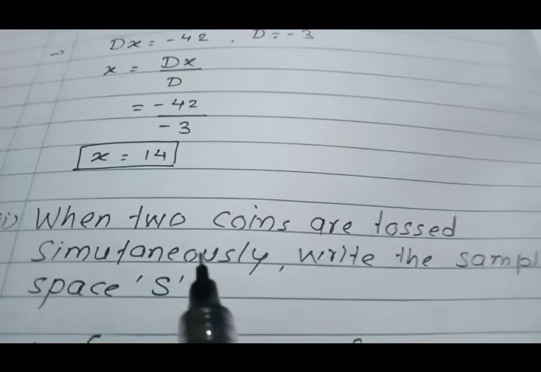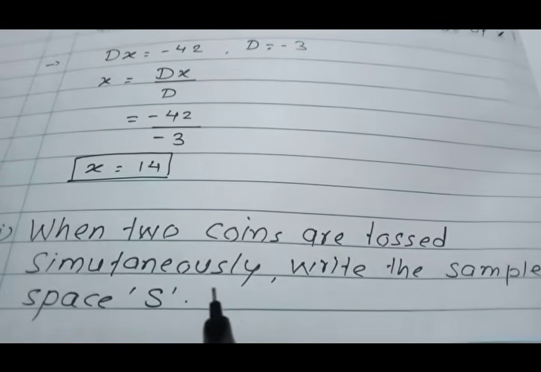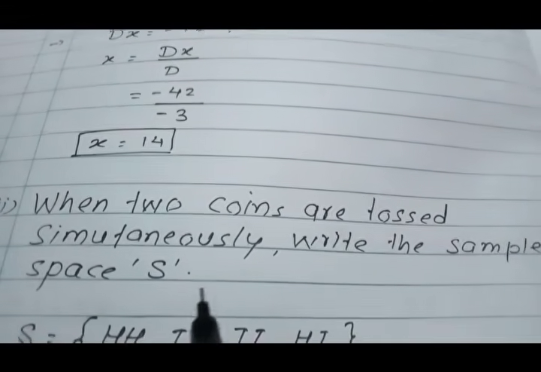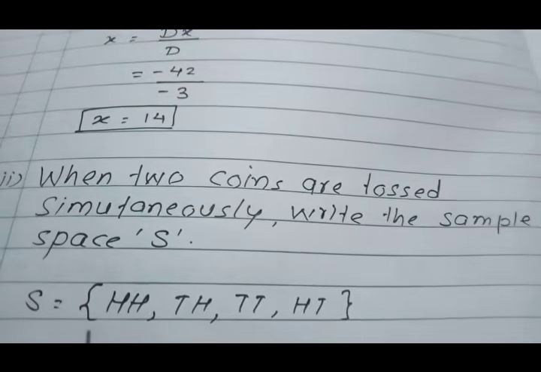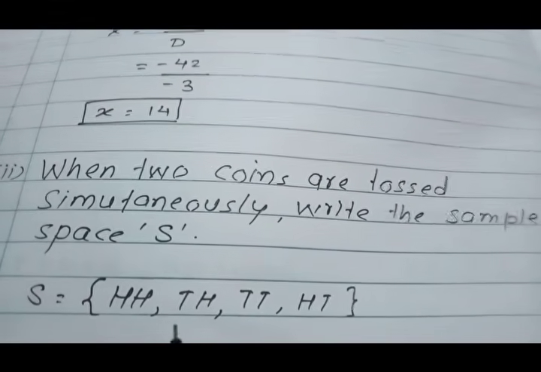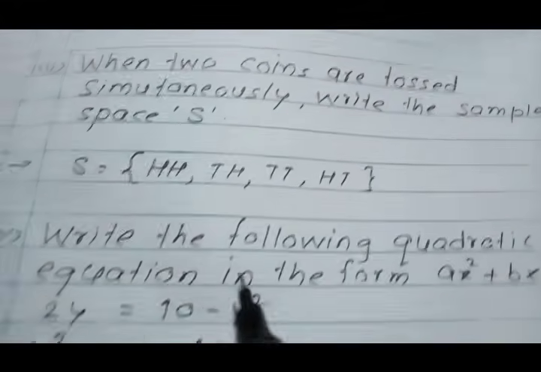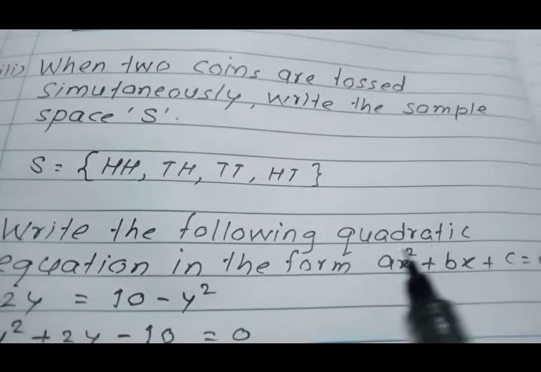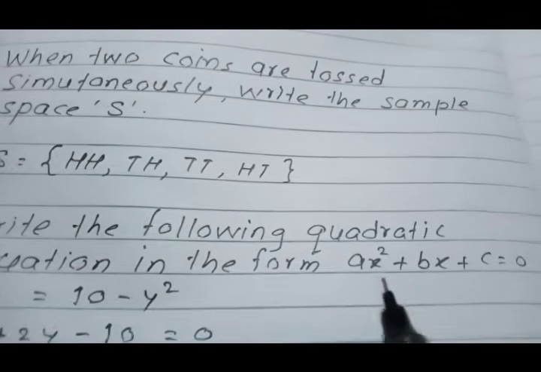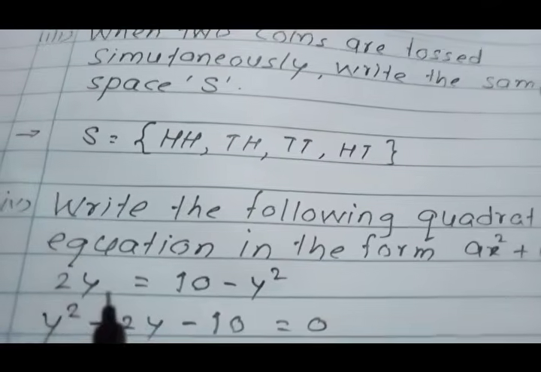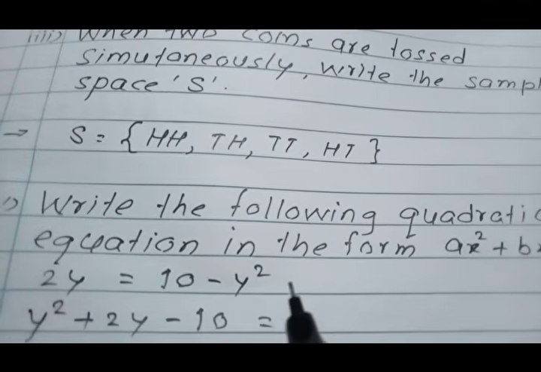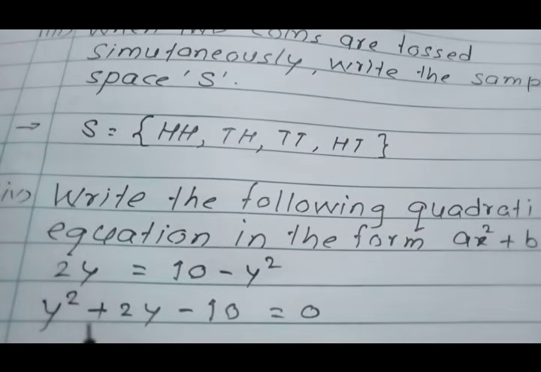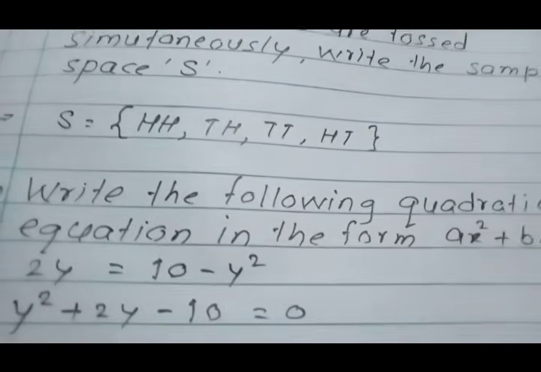Then number 3. When two coins are tossed simultaneously, write the sample space S. Answer: sample space S equal to HH, TH, TT, HT. Number 4. Write the following quadratic equation in the form ax square plus bx plus c equal to 0. Question: 2y equal to 10 minus y square. Answer: y square plus 2y minus 10 equal to 0.